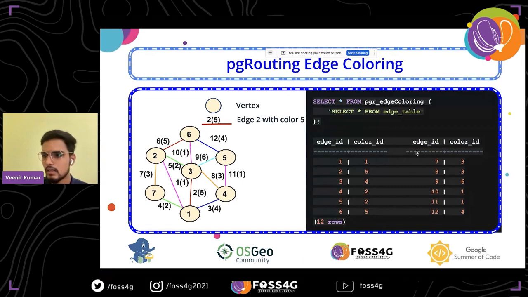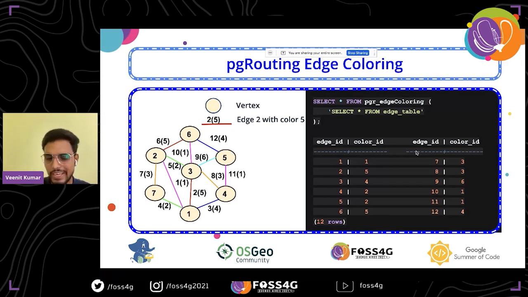Moving on, as you can see, the edge number and in the parenthesis there is the color. Two is the edge number and the five is the color number. Like the edge two is colored with color number five. Coloring starts with color number one. Like the first color we choose is number one.